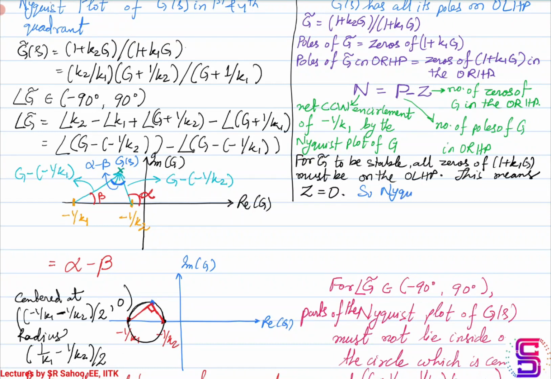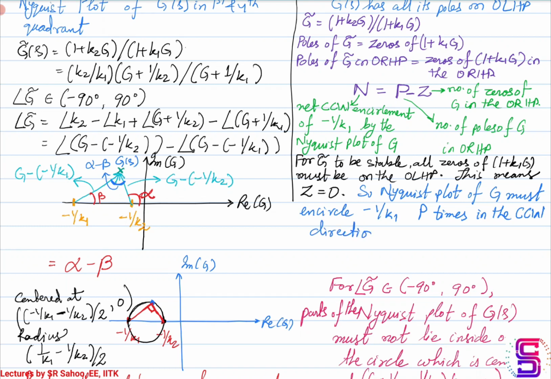So the Nyquist plot of G must encircle the minus 1 by k1 point P times in the counterclockwise direction. Okay, so this gives you everything about the stability of G tilde. So for G tilde to be stable, the Nyquist plot of G must encircle the minus 1 by k1 point P number of times in the counterclockwise direction, where P is the number of poles of G in the right half plane.